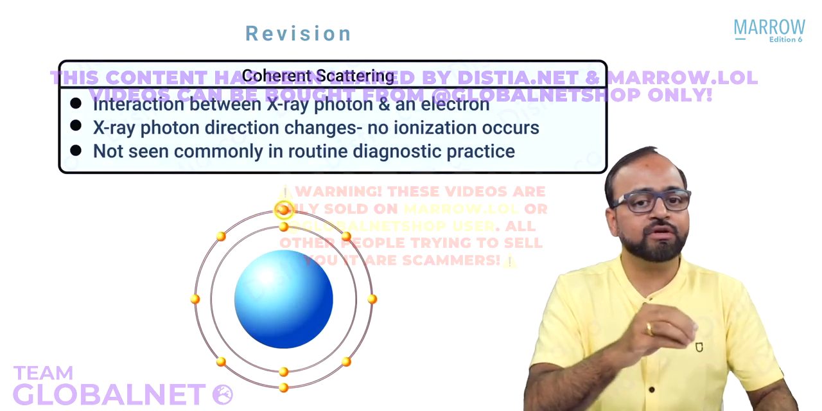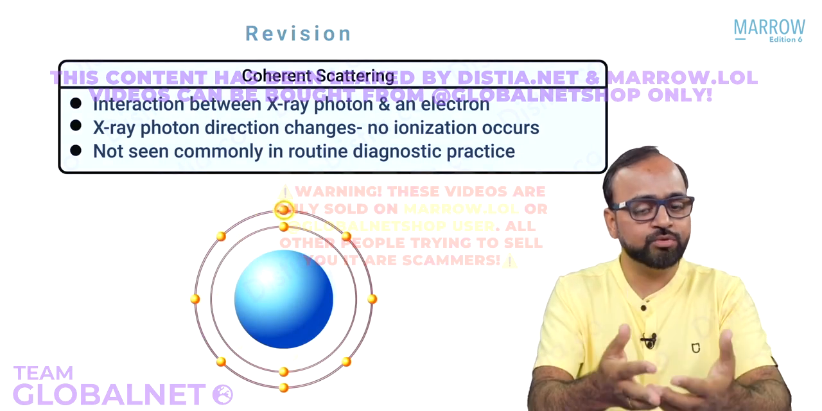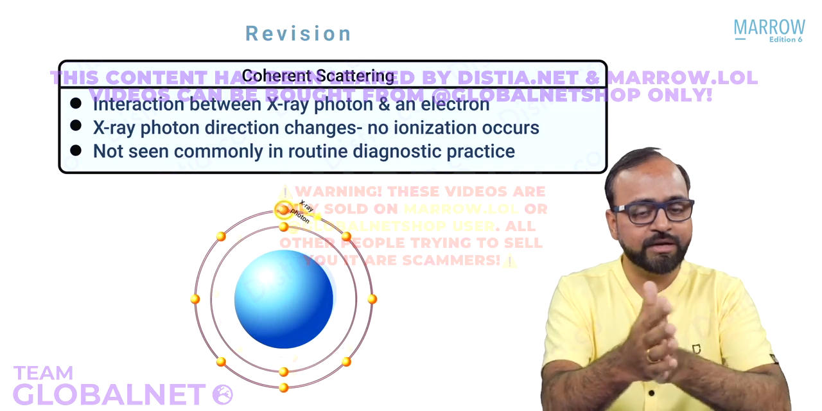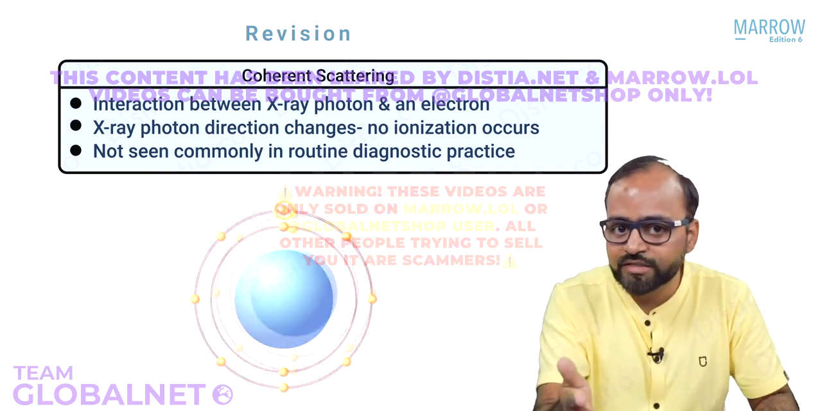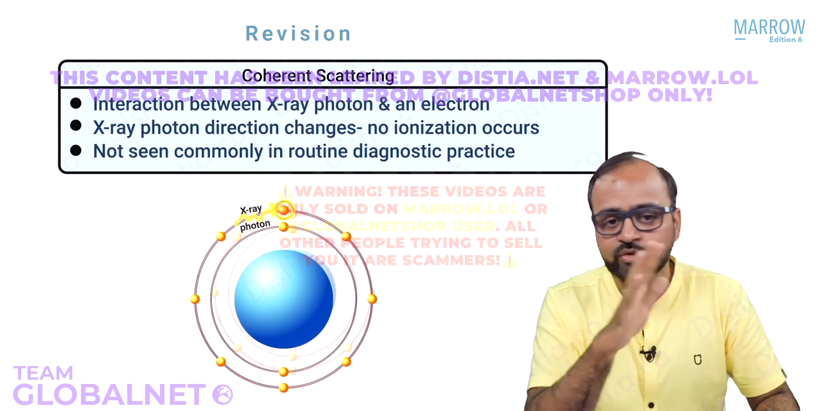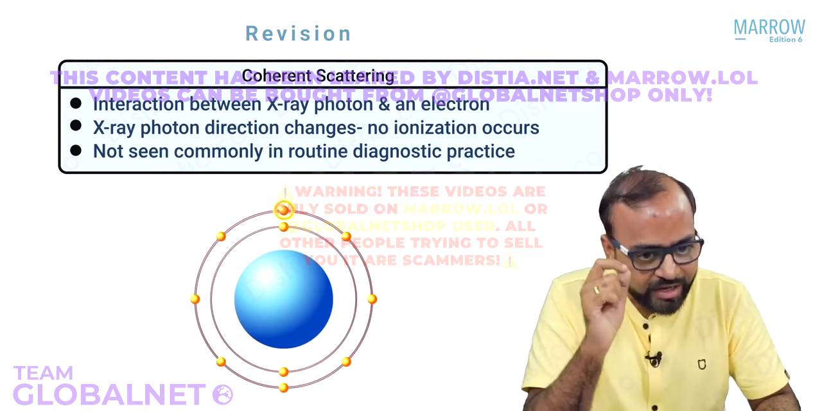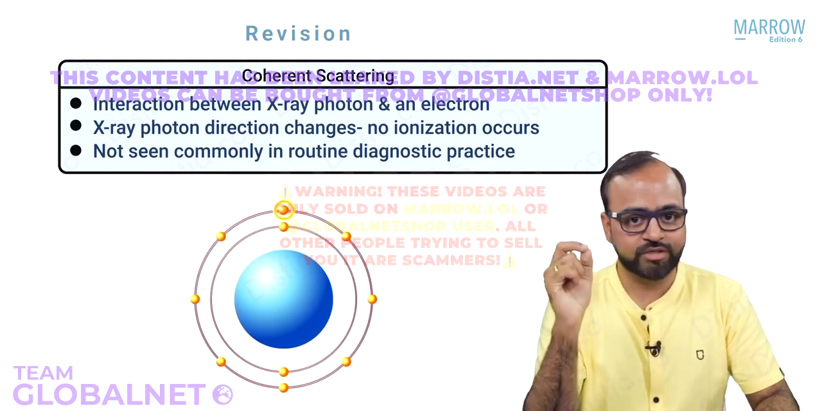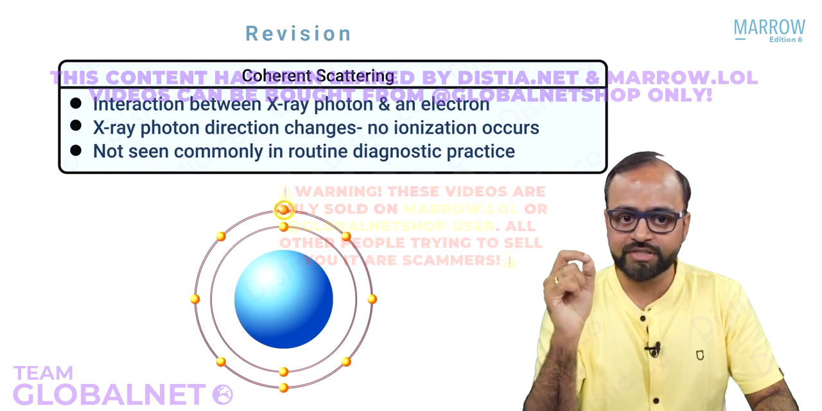What is coherent scattering? An X-ray photon comes and deposits all its energy into an electron. The electron gets excited, it vibrates, and releases an identical X-ray photon out but in a different direction. No ionization occurs, only the direction of the X-ray photon or X-ray beam changes. This is called coherent scattering.